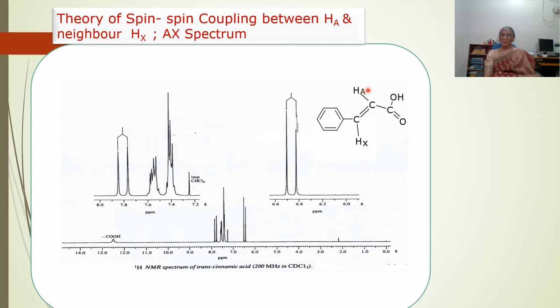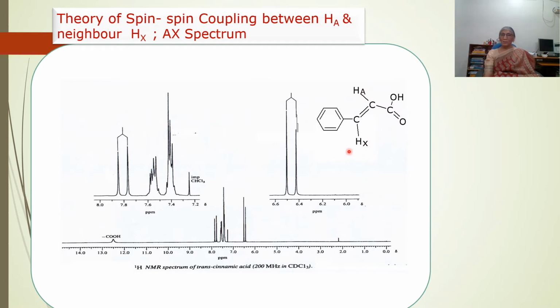So proton A will resonate two times. One, when the net effective magnetic field is increased, and the other, when the net effective magnetic field is decreased. In other words, proton A can be de-shielded because of the spin orientation of X, and it can be shielded because of the spin orientation of proton X when it is opposing proton A. So proton A will show two resonance frequencies. Similarly, we can explain a doublet for proton X also.